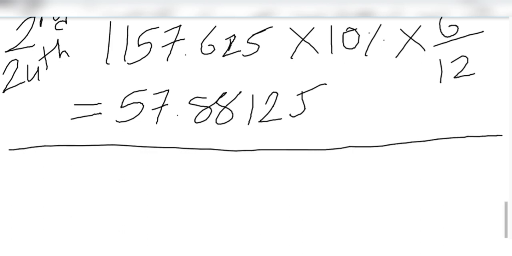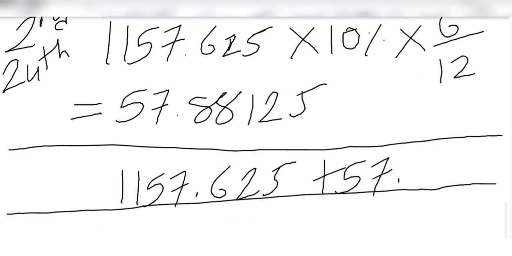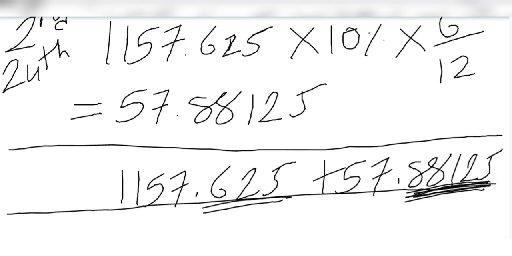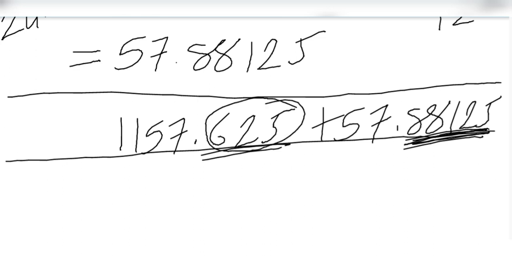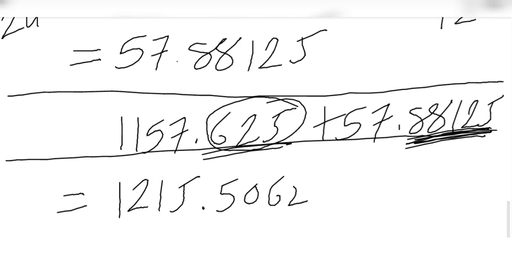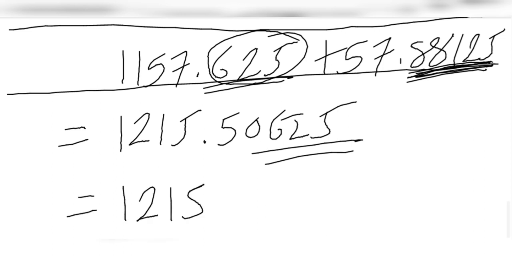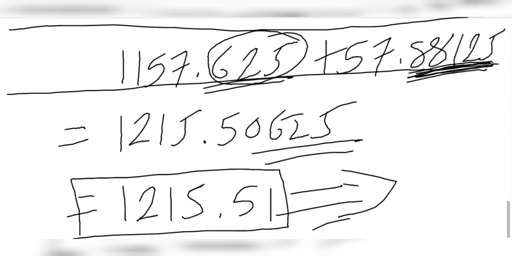Now we received matured amount is equal to 1157.625 plus interest 57.88125. We take decimal as we received for understanding. After that we round off to 2 decimal, which is equal to 1215.50625. Now we round off to the nearest, so the bank will pay 1215.51. This is the matured amount we received after 2 years.